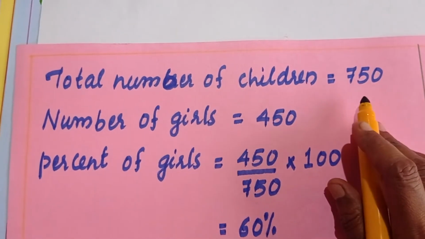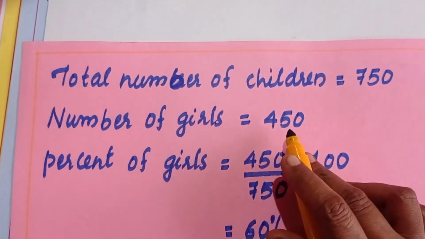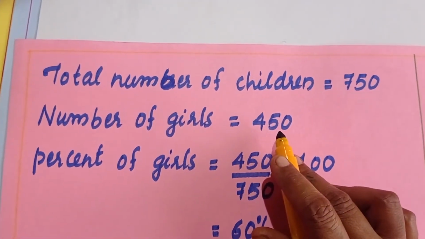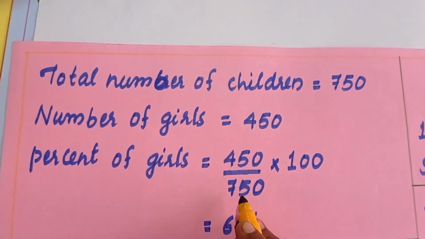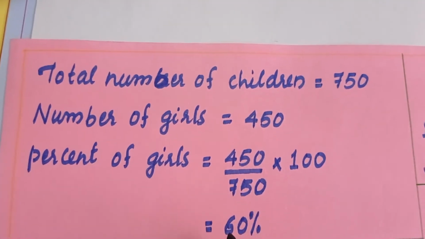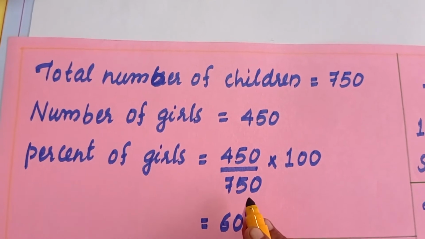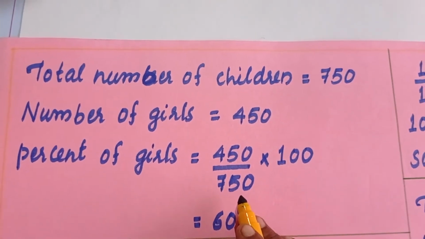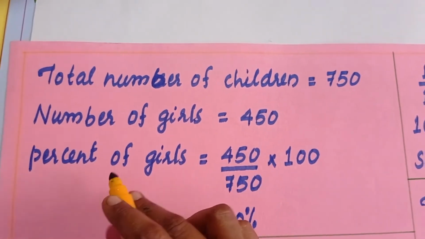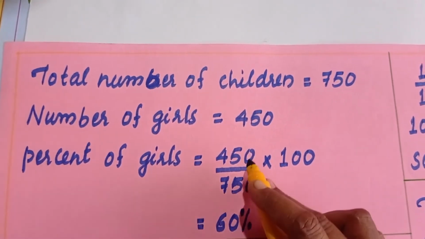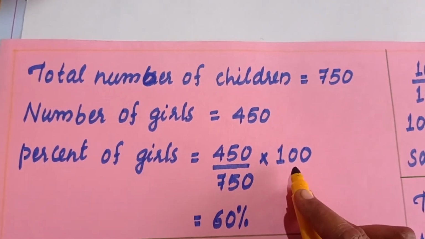Total number of children is 750. Number of girls is 450. Then the percent of girls: out of 750, 450 are girls. That is, the fraction is 450 by 750. Then 100 times this fraction gives the percent of girls. That is 450 by 750 into 100.